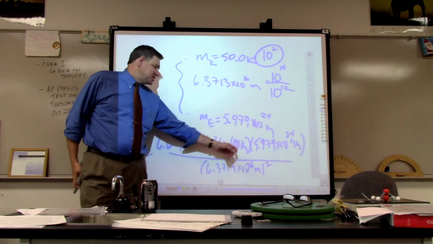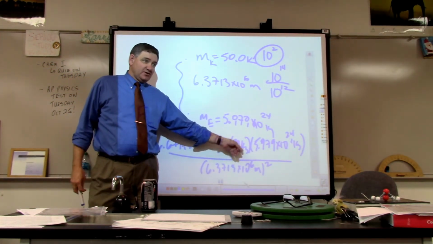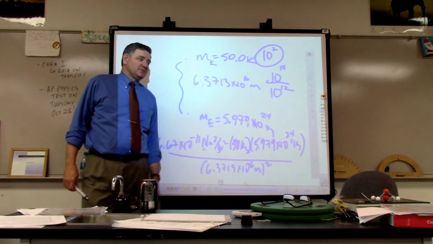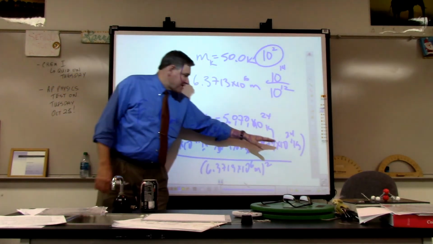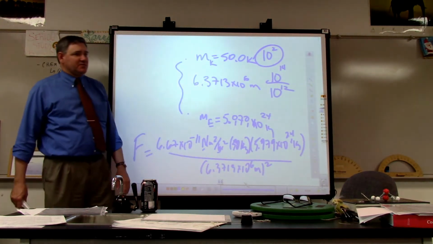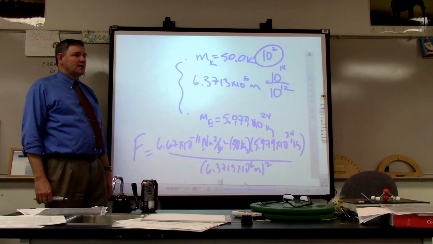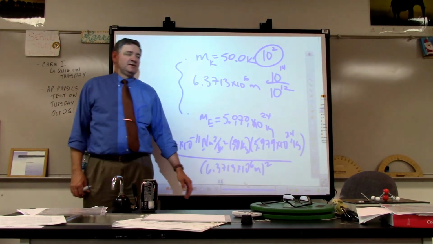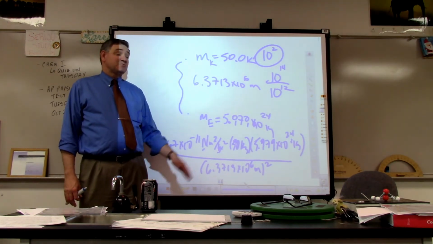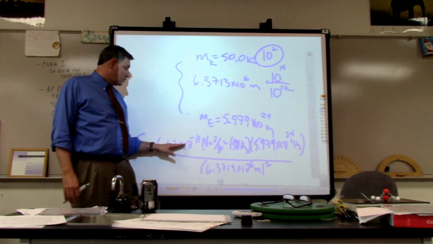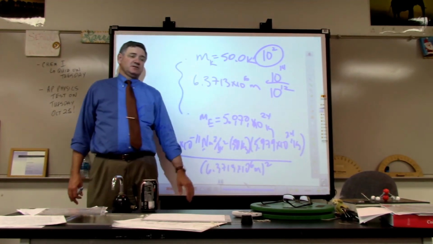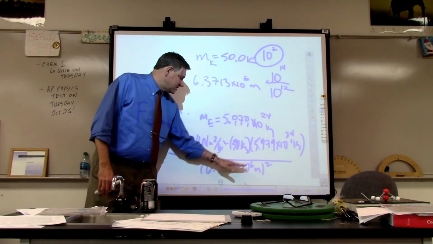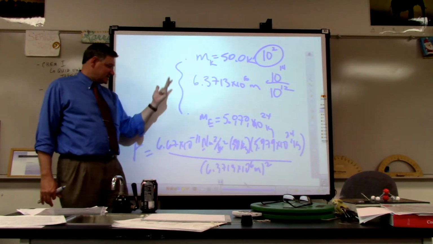The only number that you need that's not on your equation sheet is this 50 kilograms. Big G is there, the mass of the Earth is there, the radius of the Earth is there. What is that radius? 6.3713 times 10 to the 6 meters. That's why I said store big G, store the mass of the Earth. Store these three variables: the radius, the mass, and big G.